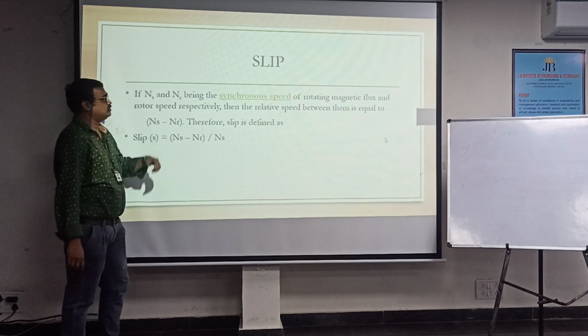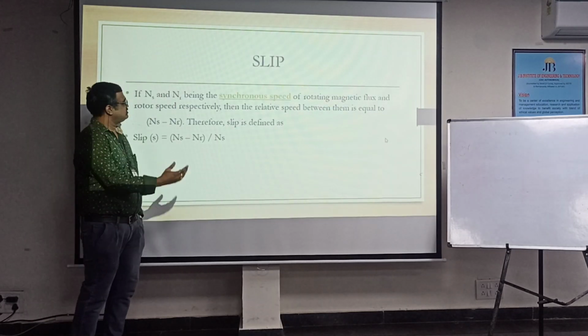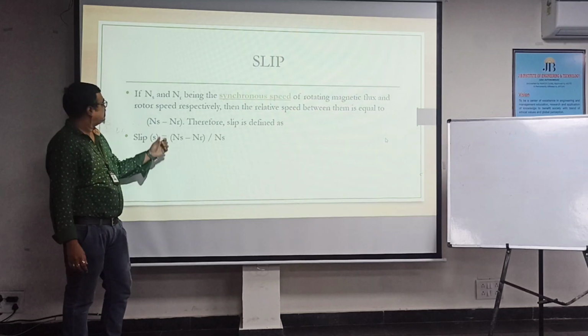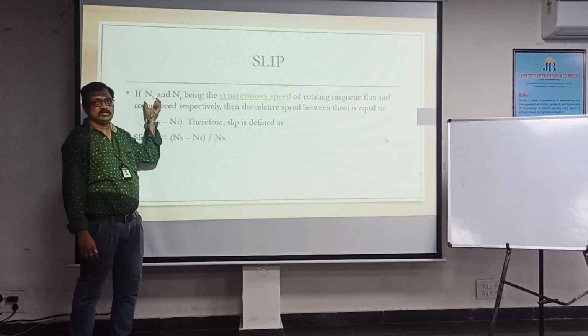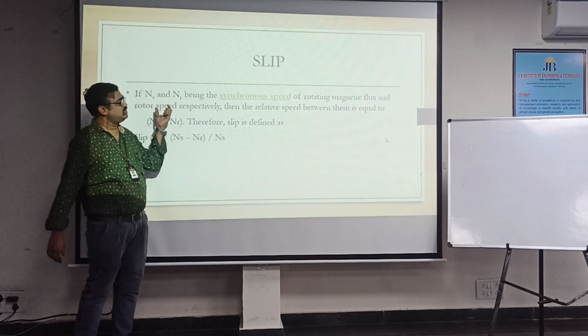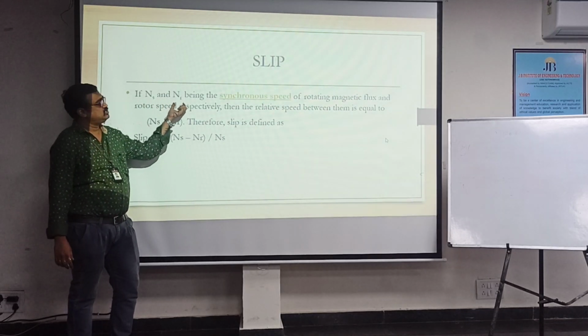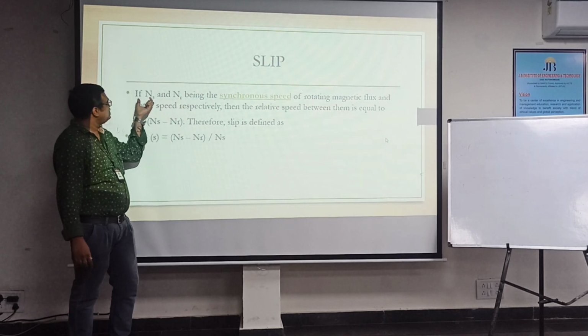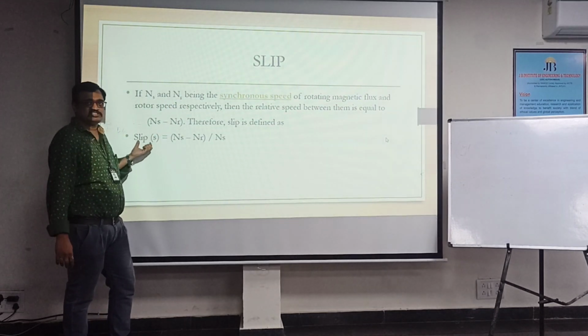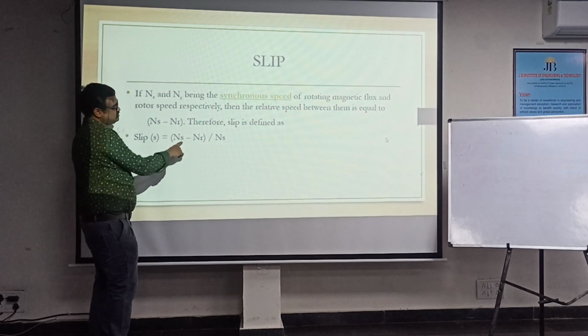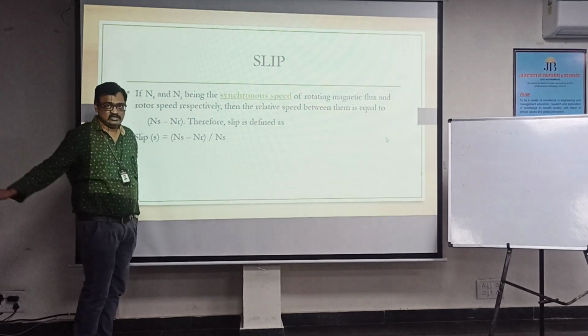Next, the second one is slip. What is slip? Slip is nothing but the difference between the synchronous speed and the rotor speed. The synchronous speed is nothing but the speed of the rotating magnetic field, and Nr is nothing but the speed of the rotor. The difference between the synchronous speed and the rotor speed is the slip, and we can express the slip as (Ns minus Nr) by Ns.